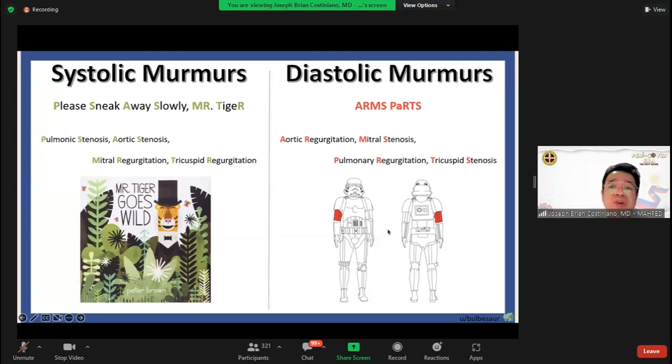Okay, so let's differentiate the different systolic and diastolic murmurs. Kasi lalabas talaga yung mga murmur. You need to master the different heart murmurs, no? For you to be able to answer your physiology boards.